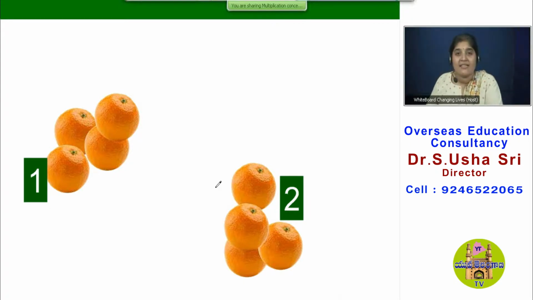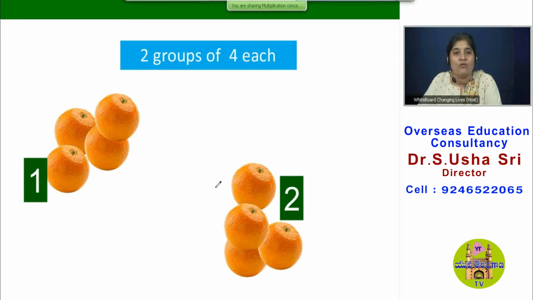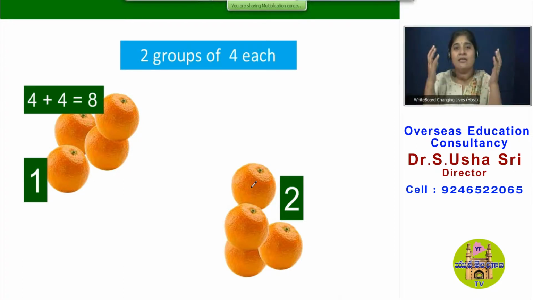So how can we write this? We can write 2 groups of 4 each. Next, I can even tell this as 4 plus 4 gives you 8. So there were 8 oranges. When we have made it as 2 groups, we got them as 4 and 4. So technically, how can we write it in the operation form? When we have added, we are writing it as 4 plus 4.